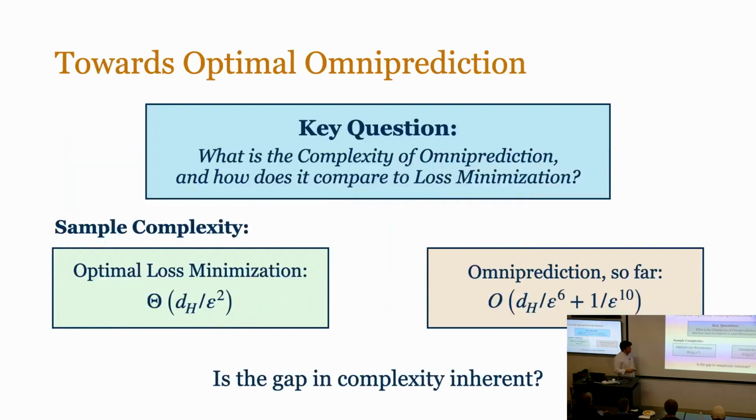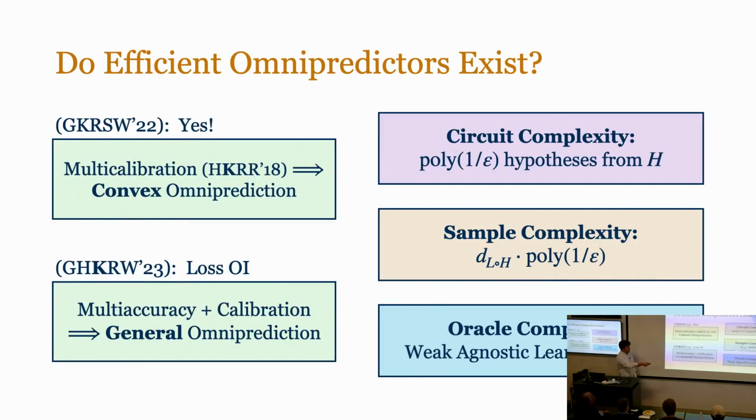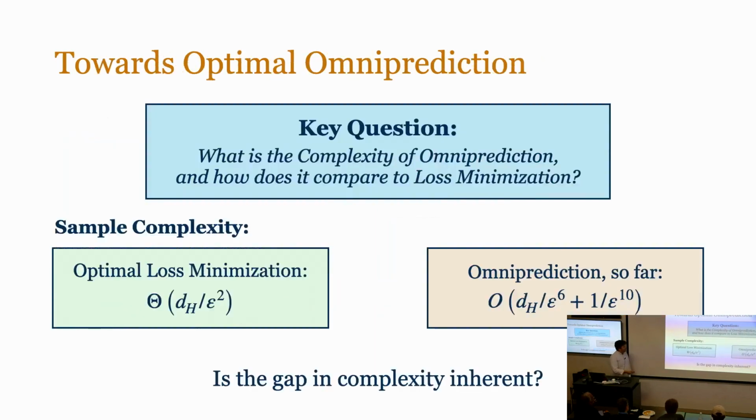But the thing that I want to focus on is actually this sample complexity. I'm saying this is great, this is efficient, but when you uncover what this poly is, it's actually quite big. So there's this question of what is actually the complexity of achieving omniprediction, and how does it compare to standard loss minimization? We know that the optimal rate of the statistical complexity of loss minimization is some dimension of this hypothesis class divided by epsilon squared. That's the optimal rate of learning. What we have for omniprediction so far is something much worse. The epsilon dependence goes as 1 over epsilon to the 10. And so there's a question here.